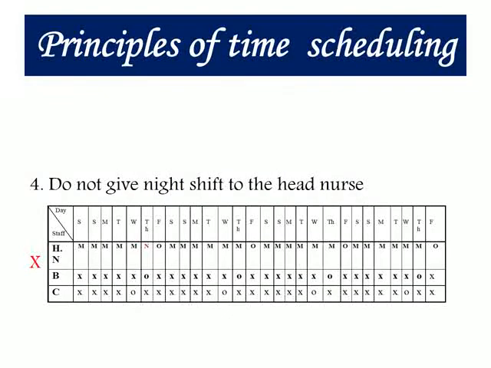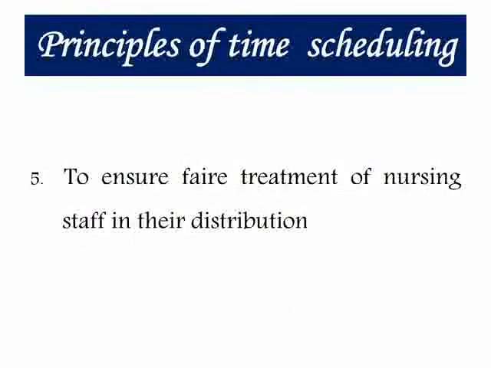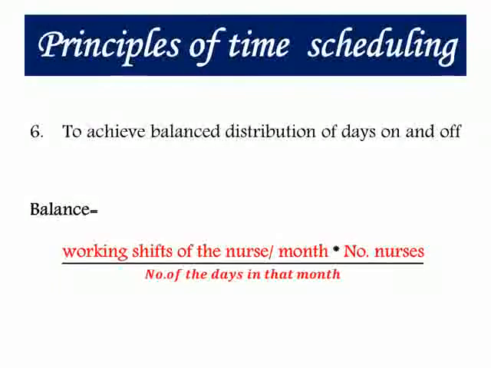Principle number 4. Don't give night shift to the head nurse. In the example, the head nurse takes Thursday night, and this is incorrect. Principle number 5. To ensure fair treatment of nursing staff in their distribution. Principle number 6 is to achieve balanced distribution of days on and days off.